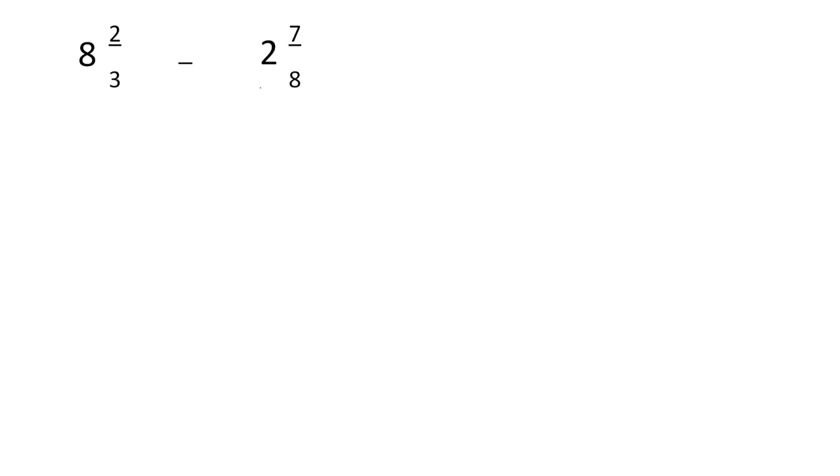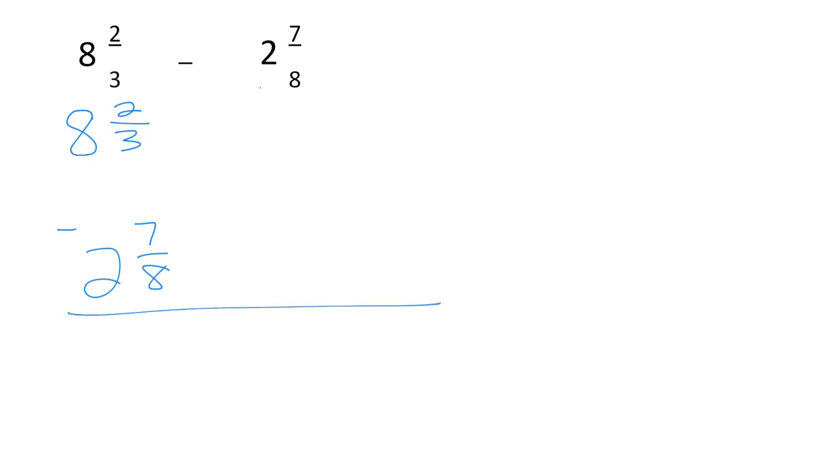Okay, so I'm going to write this. Remember, this is subtraction, so order matters. 8 2/3 minus 2 7/8. Now again, I notice that I cannot subtract thirds and eighths, or eighths from thirds, because these are unlike denominators. So I'm going to write my fraction bar here for us to make equivalent fractions. Remember, we're always going to work with our fraction pieces first before our whole numbers.